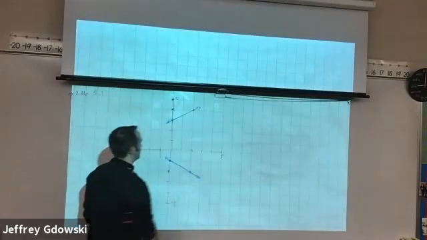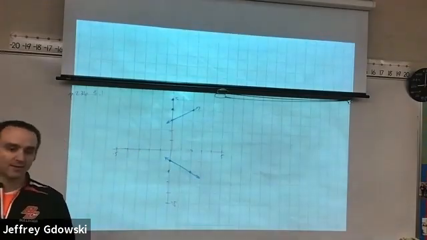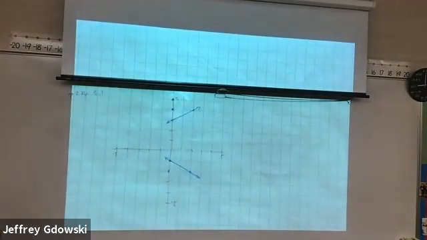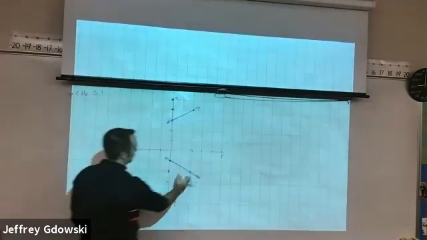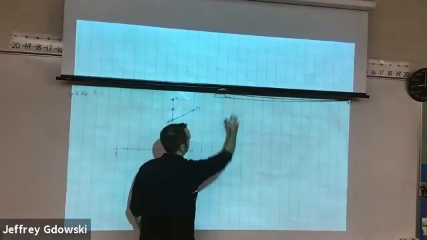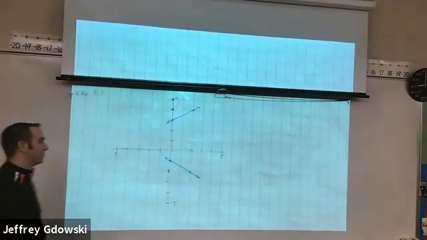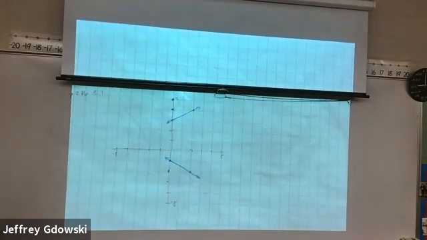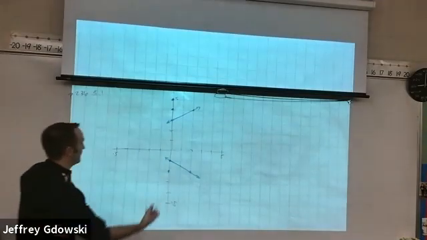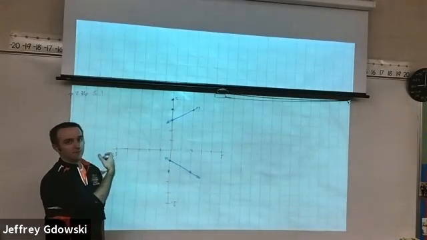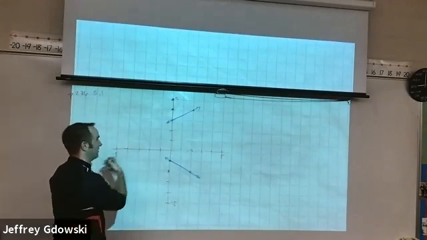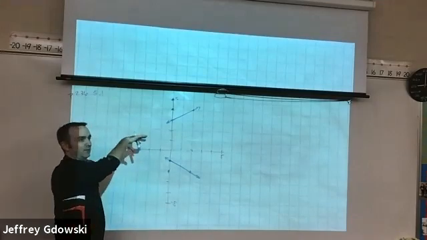So I graph those two, and they look like this. They don't cross. If I continue off this way, they're not going to cross. But I told you, every line is going to cross today. That just means we have to go backwards. We have to go to the left, because they're going to cross somewhere over here.